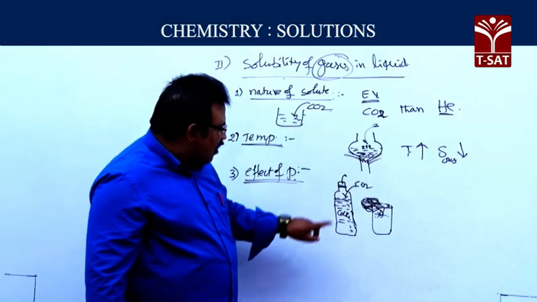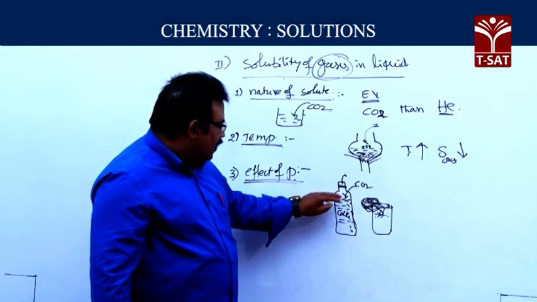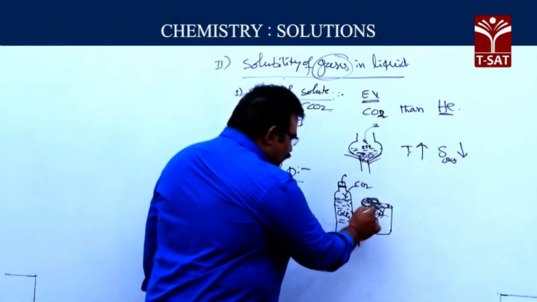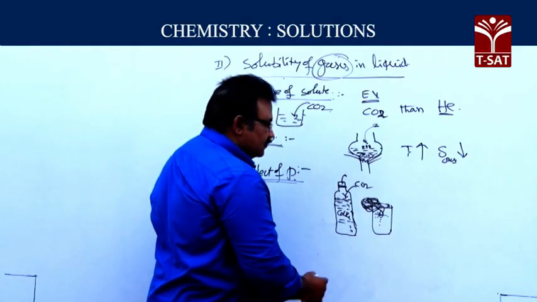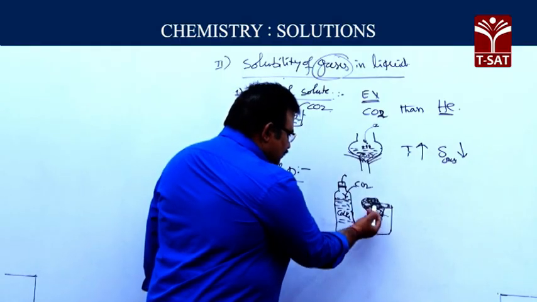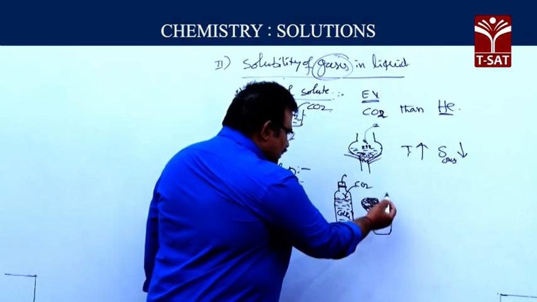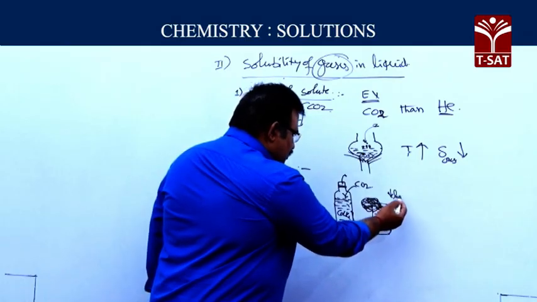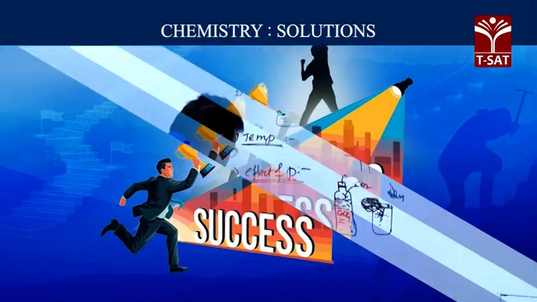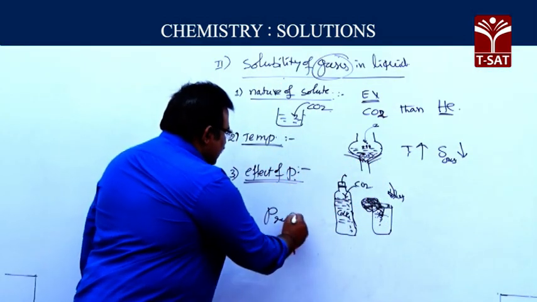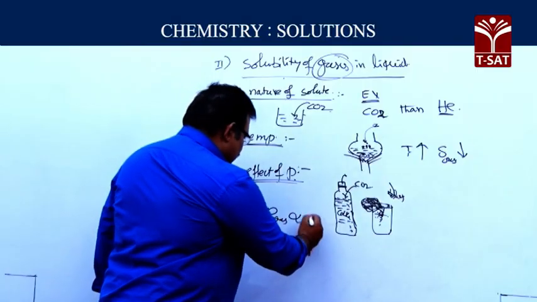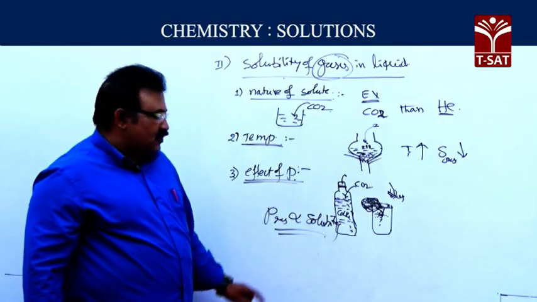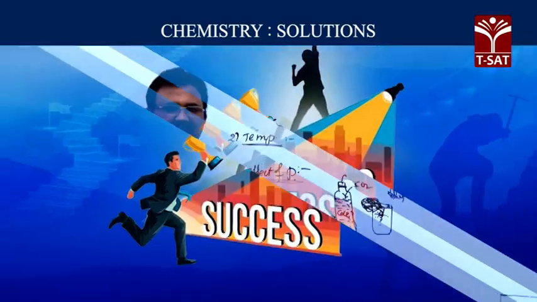So, gases always diffuse from high pressure to low pressure. That's why whenever you pour this Coke in this bottle, the carbon dioxide escapes out, because the external pressure is less than the carbon dioxide pressure. Pressure of the gas is proportional to solubility of the gas.